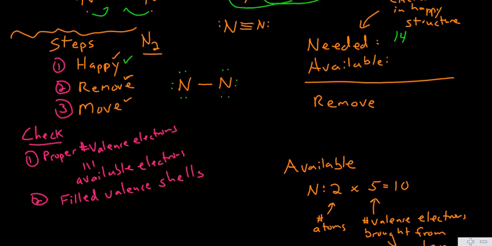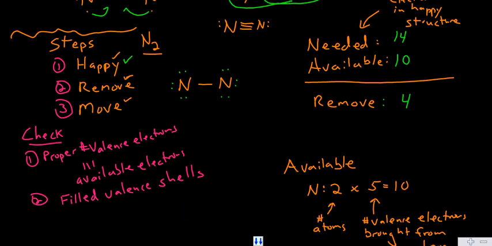Now, another way to calculate the number of available electrons is to say, hey, there are 2 nitrogen atoms. Each one brings 5 valence electrons, so multiply 2 times 5. A total of 10 electrons will be available from the valence shells of these nitrogens. So right now we have 14 valence electrons. However, we only get to have 10. And so we need to remove the difference, remove 4 electrons. Now we're going to remove these 4 electrons.